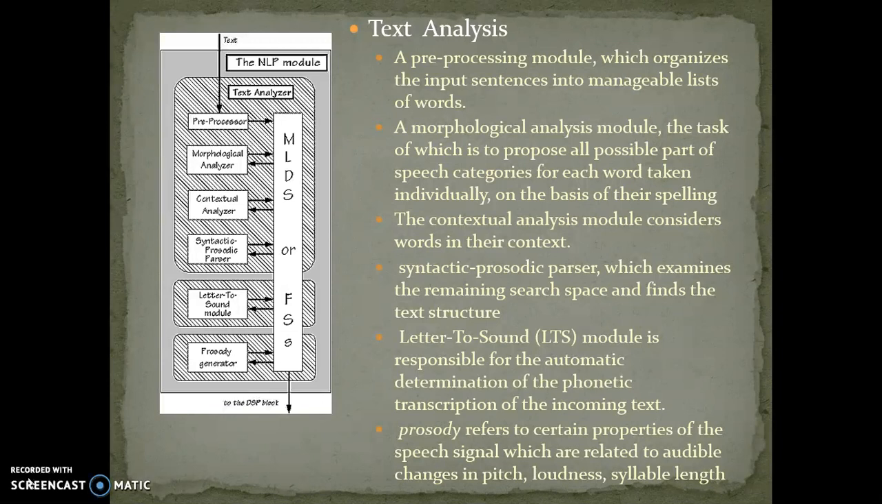What happens is a preprocessor model organizes the input sentence into a manageable list of words. Then a morphological analysis model proposes all the possible parts of speech, characterized for each word taken individually on the basis of its spelling.